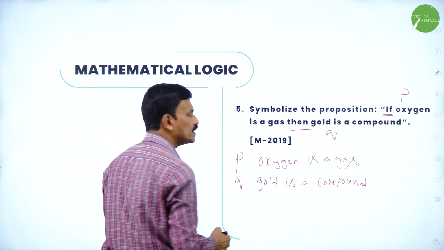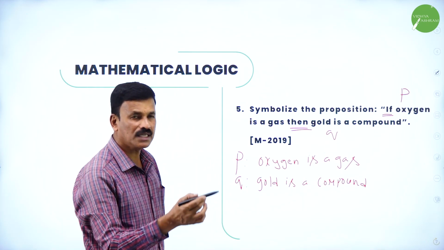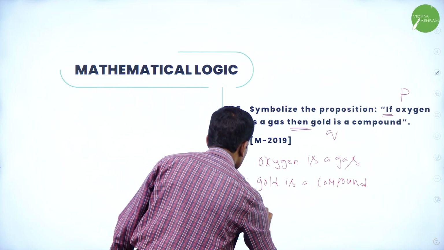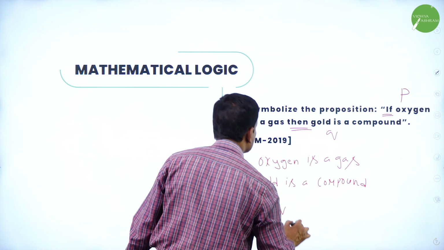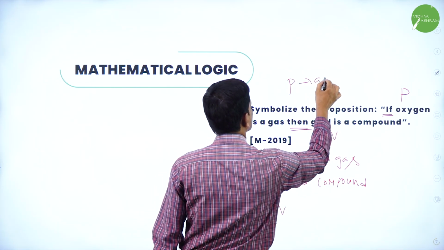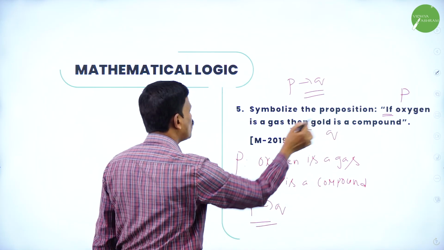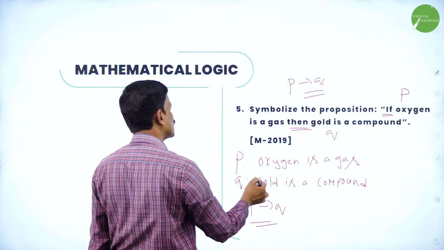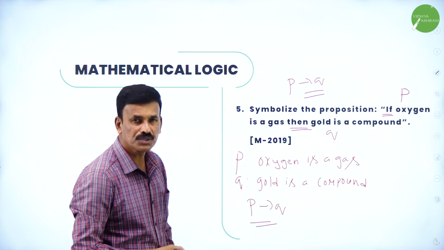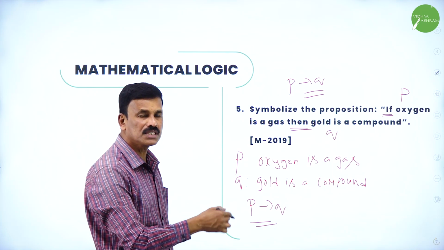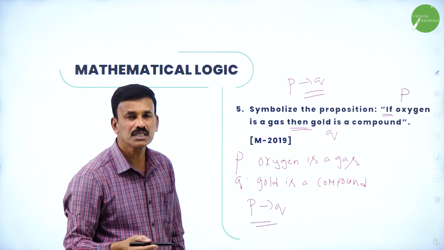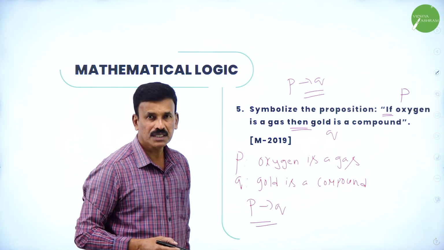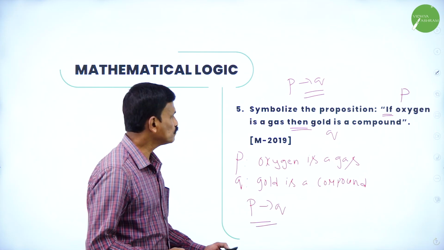So what is the condition given? If then means that is nothing but P conditional to Q. That is, P conditional to Q is the symbol. That is, if oxygen is a gas then gold is a compound. So the symbolic representation of this is P conditional to Q. That is a conditional statement. Right. Now move on to the next one.